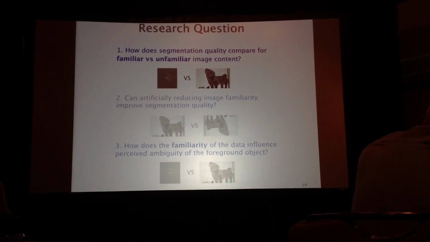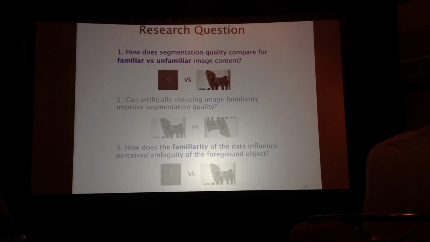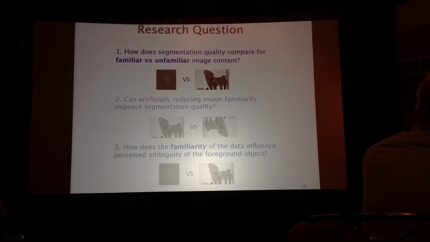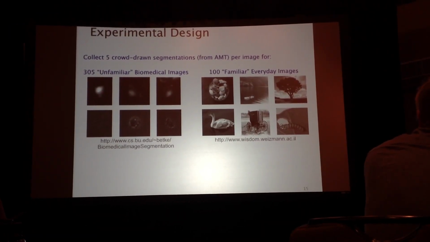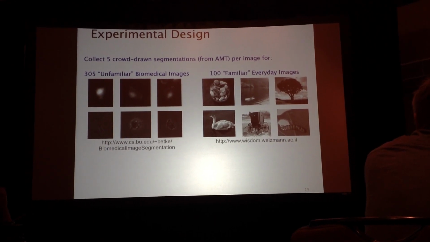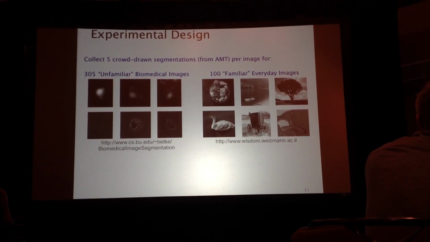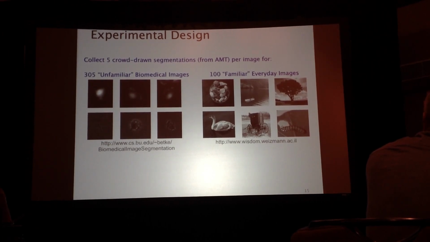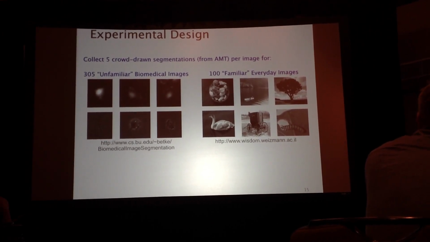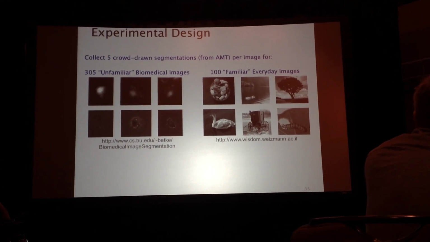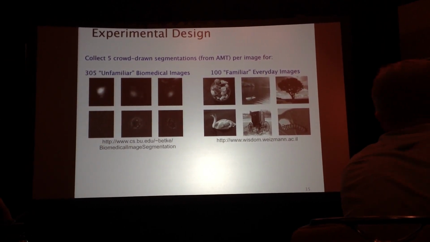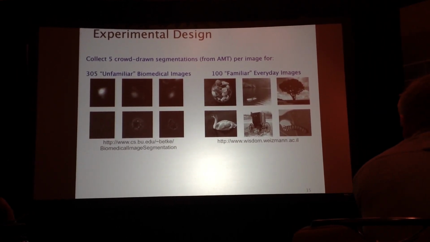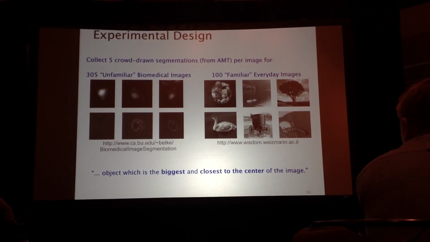So diving into the first research question of how does the segmentation quality compare for familiar versus unfamiliar image content? Our experimental design was as follows. We had 2 publicly available data sets we employed, which each come with images showing a single object. One set includes 305 biomedical images, which we use as our unfamiliar data. The other data set includes 100 familiar images. And we collected 5 crowd drawings for every single one of those images. We asked the crowd workers to demarcate the object which is the biggest and closest to the center of the image.